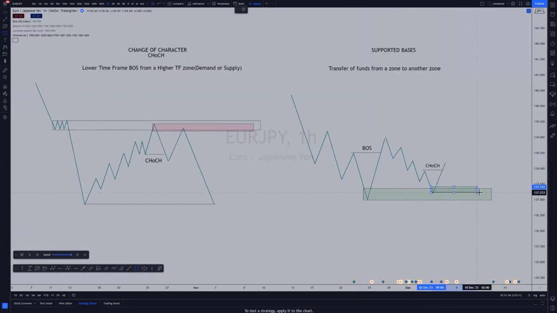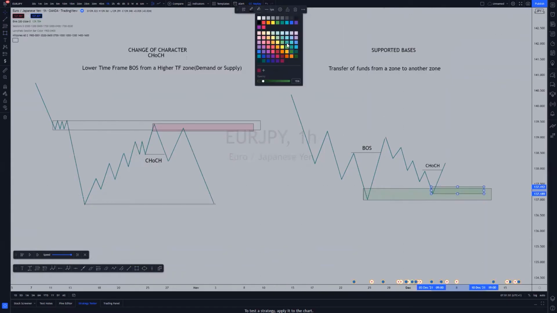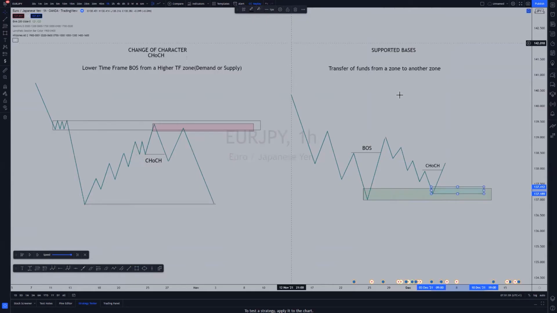This is my supported base, right? I like using different colors so that you understand what I'm saying. So the base resting on this base that led to a change of character, this is now my zone, and price comes to the extreme. And of course, my stop loss will just be below this base.